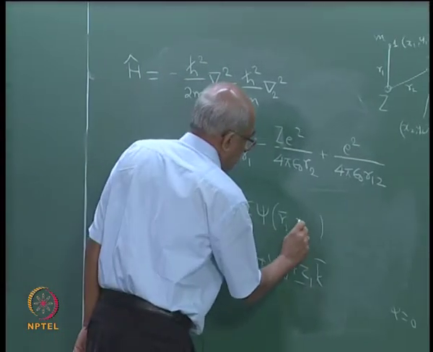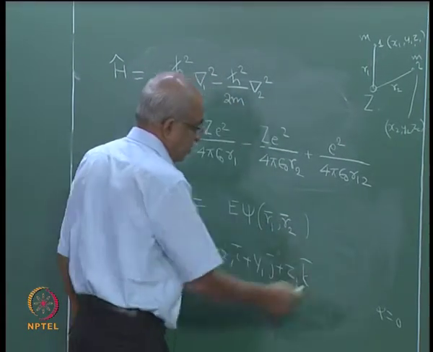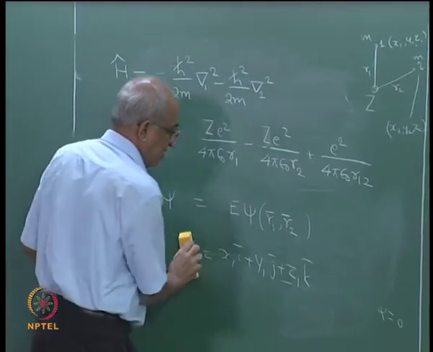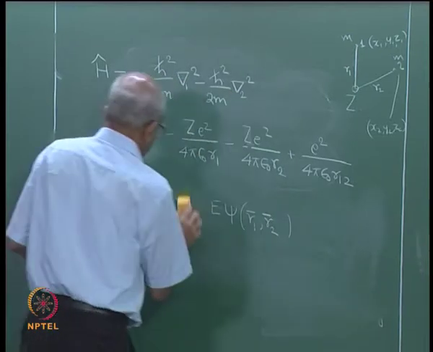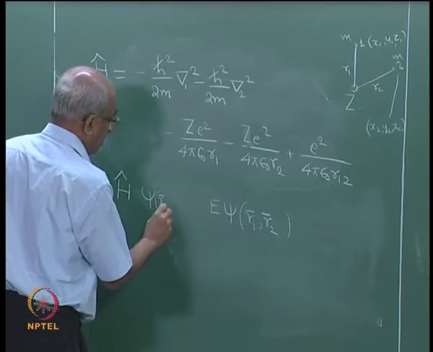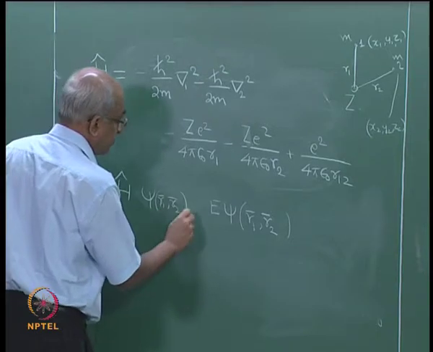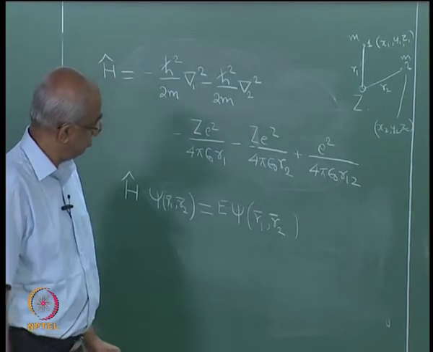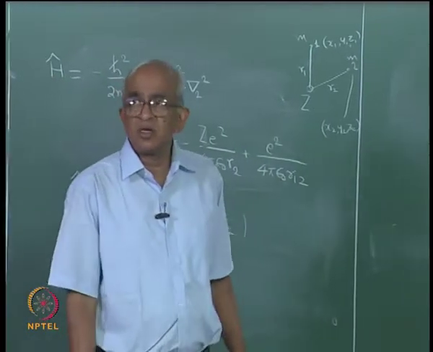So, this is very convenient because we do not have to write x1 y1 z1 x2 y2 z2 and so on. And then this psi on the other side will also be dependent upon r1 r2. So, that is how things are.